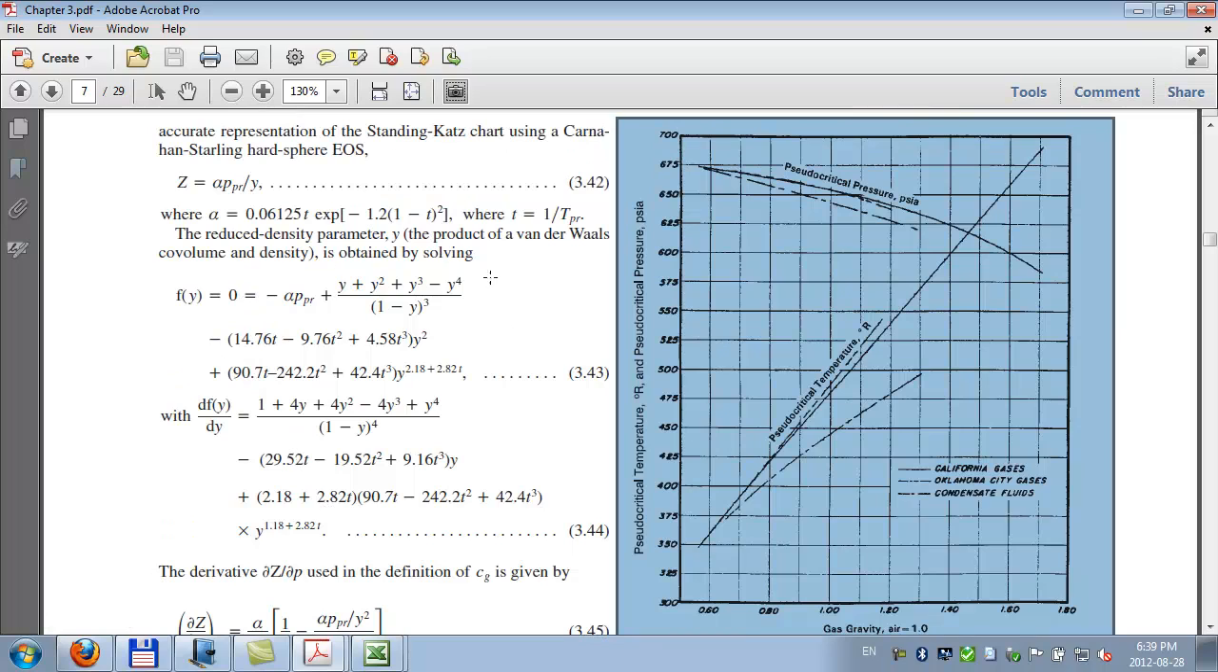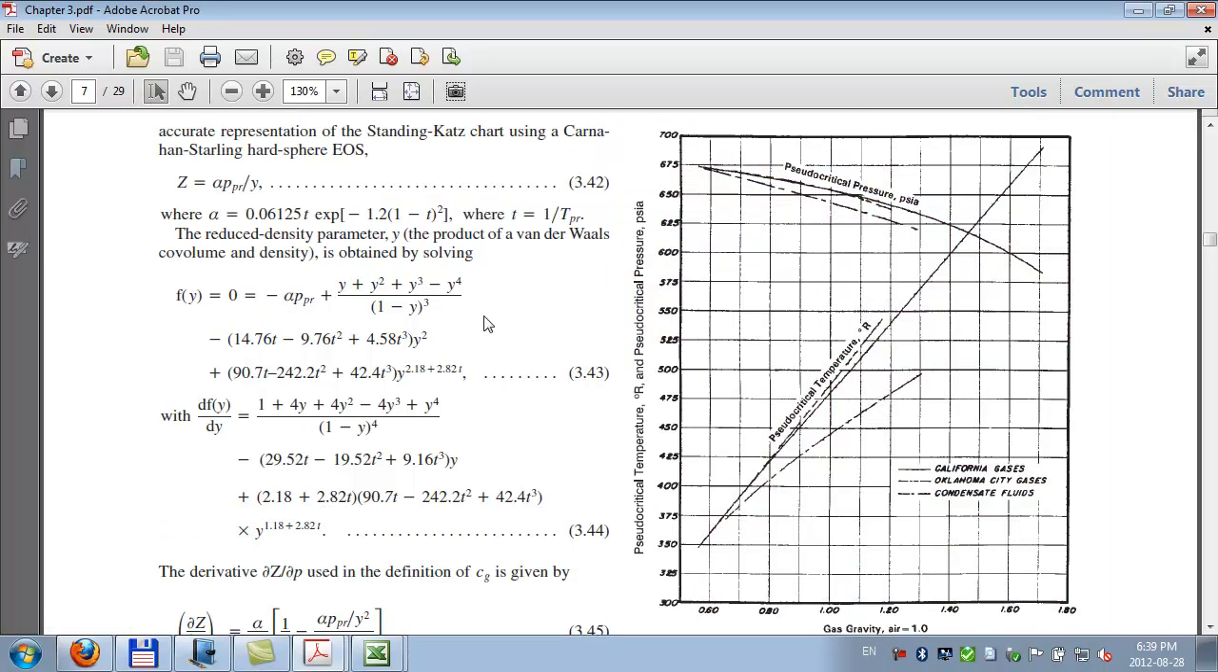It's this equation here. You see this equation here? Z is equal to alpha times reduced pressure divided by y, and then you have to find y by solving this very nonlinear equation. You have to find y that drives this thing to 0. So you have to solve by trial and error, and to do that you use the Newton-Raphson method. It gives you the derivative to help in that Newton-Raphson, and once you find the y value, then you have the z value.